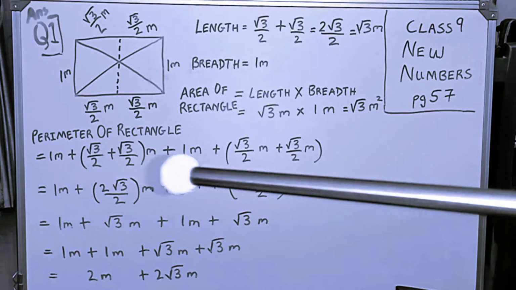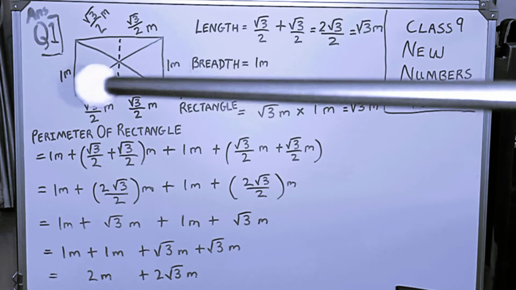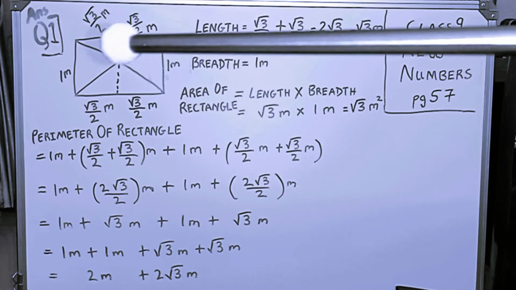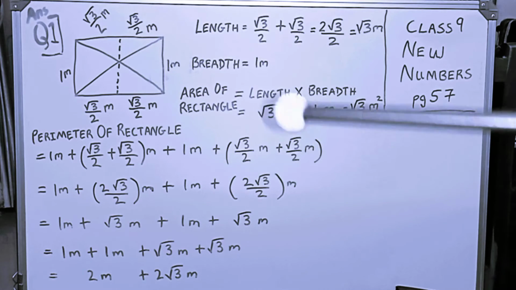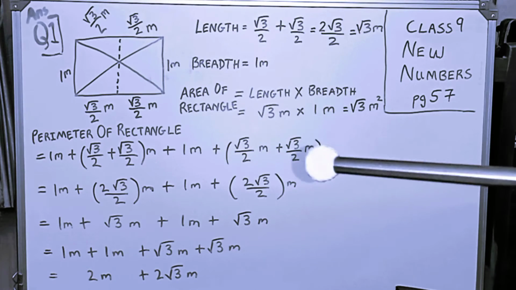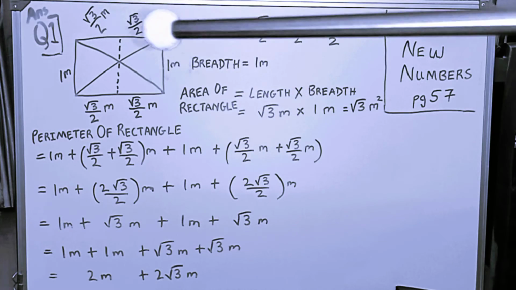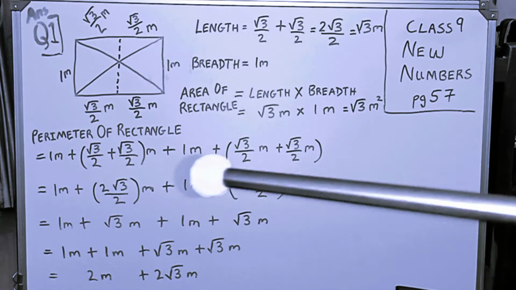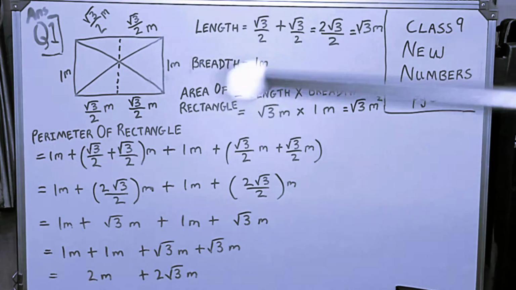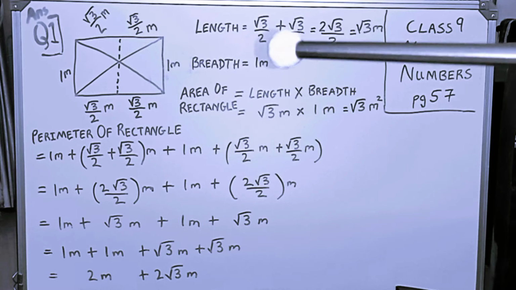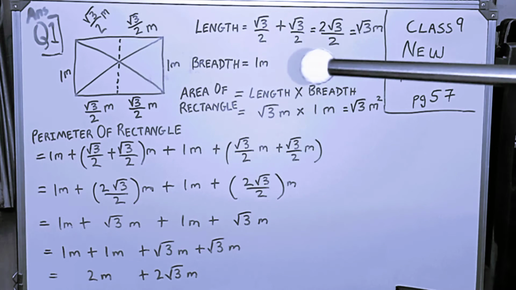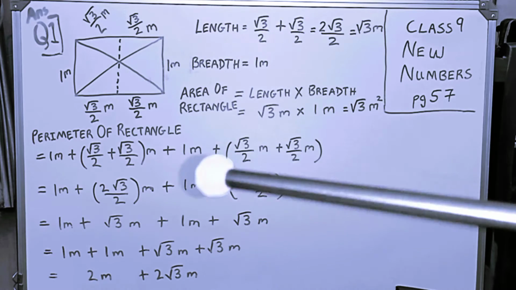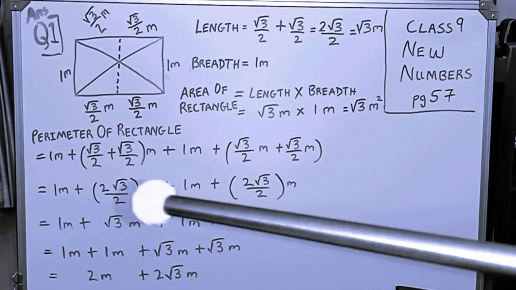Okay, you can take meter as common also, plus 1 meter plus 1 meter. Then on top there are root 3 divided by 2 meter plus root 3 divided by 2 meter. Okay, so you are adding all the 4 sides. 4 sides you are adding in perimeter. So this you have already seen over here. Root 3 divided by 2 plus root 3 divided by 2. You can see this same quantity is there over here. You got answer is 2 root 3 divided by 2.